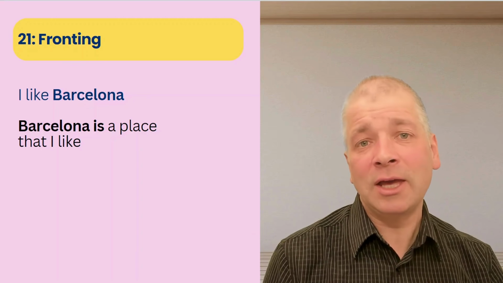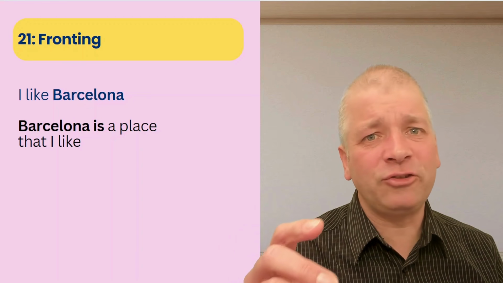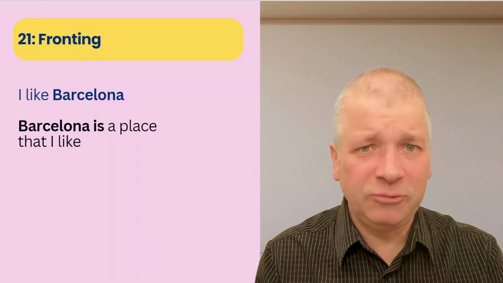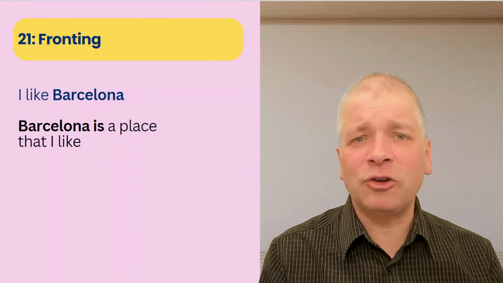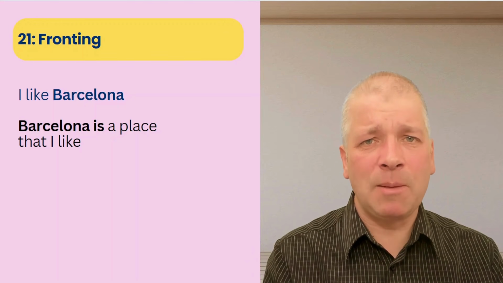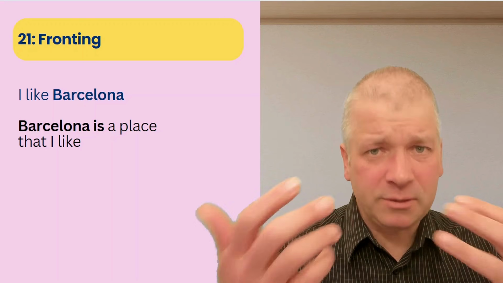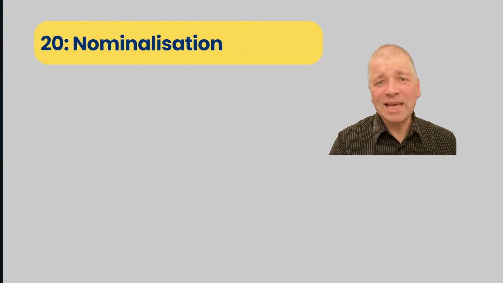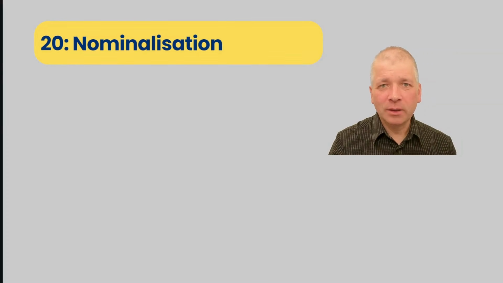So fronting involves getting the information you want to draw attention to the beginning, putting it in the subject position, and then you may have to change the grammar of the rest of the sentence to keep the meaning the same. Sometimes introducing the verb "to be" helps you to do this. 20 is nominalization.